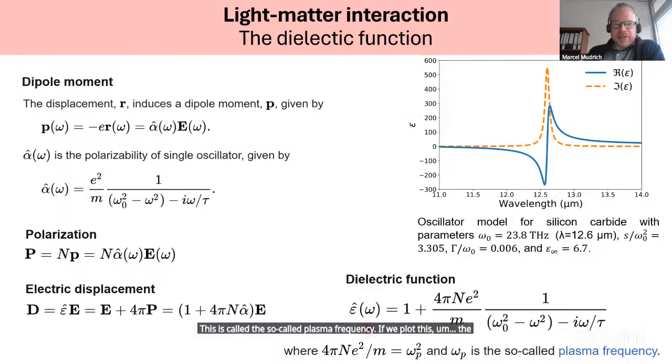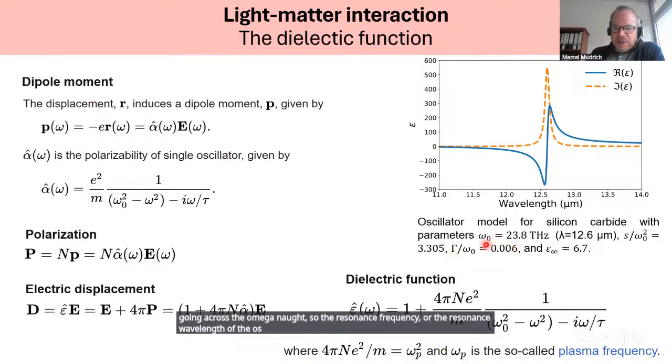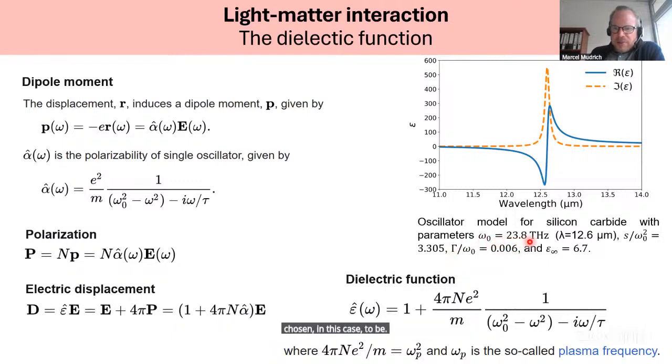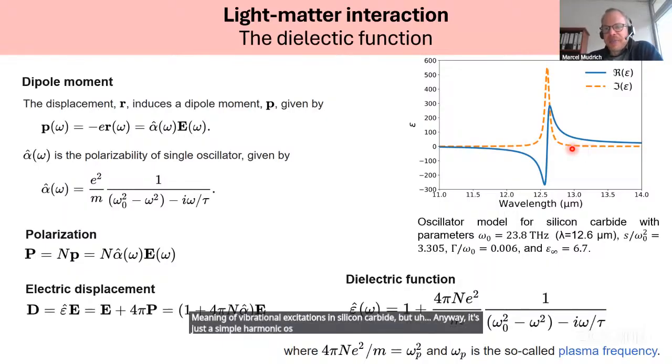If we plot this dielectric function epsilon as a function of wavelength, going across omega naught, the resonance frequency or resonance wavelength of the oscillator, which was chosen in this case to be 23.8 terahertz to mimic silicon carbide vibrations. This is a 12.6 micrometer wavelength. This is mid-infrared, meaning vibrational excitations in silicon carbide. But anyway, it's just a simple harmonic oscillator in the end.